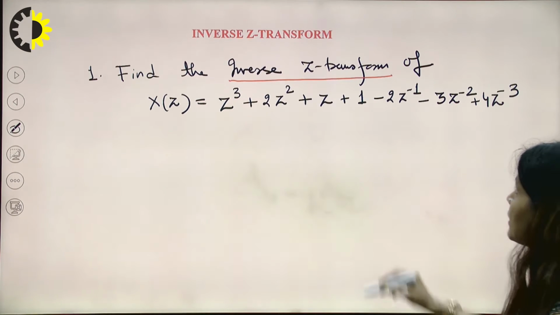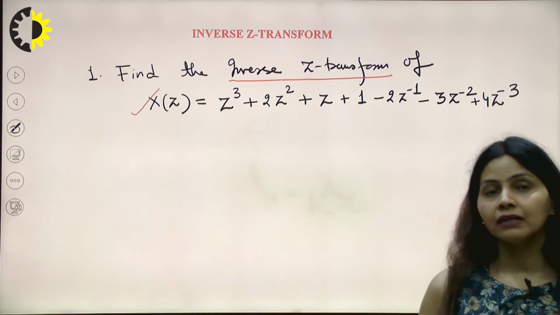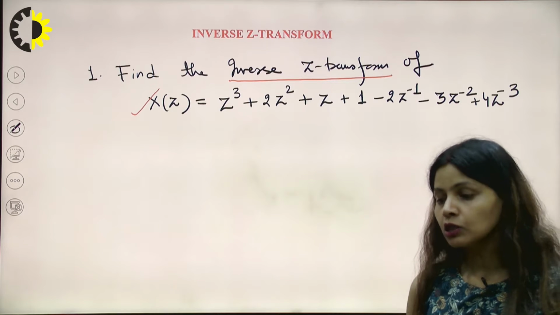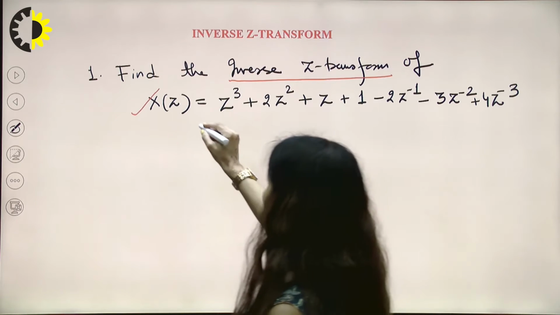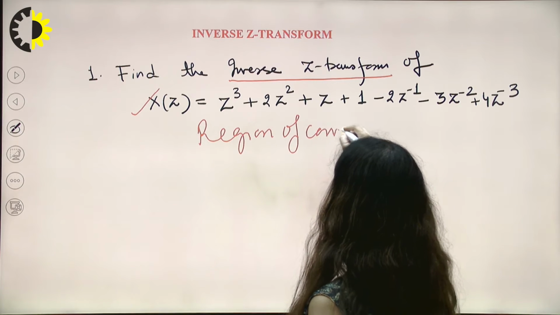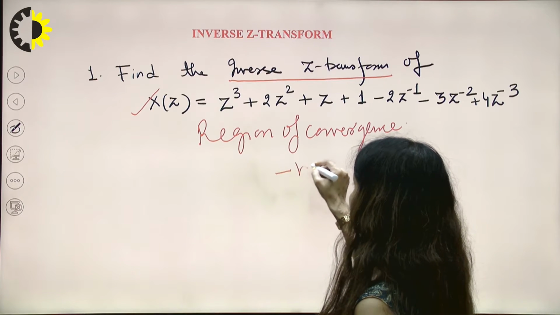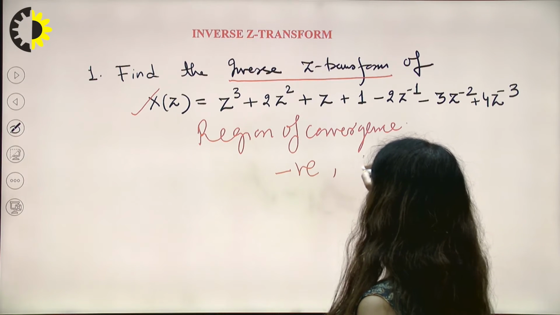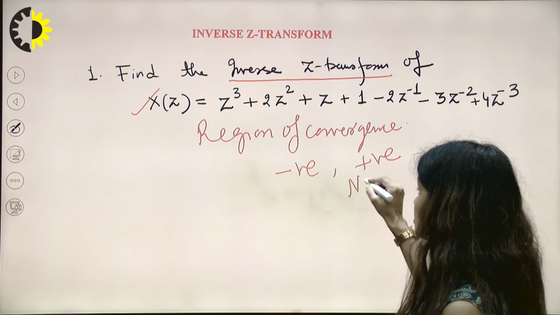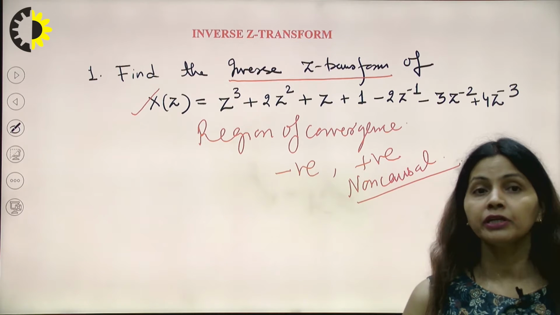let us suppose we are given X(z) in this form. The first part is to understand in which form X(z) is given. Also, we need to consider the region of convergence. As we can see, in this question there are some negative powers of z and some positive powers of z. So this system which is being given is non-causal, obviously.